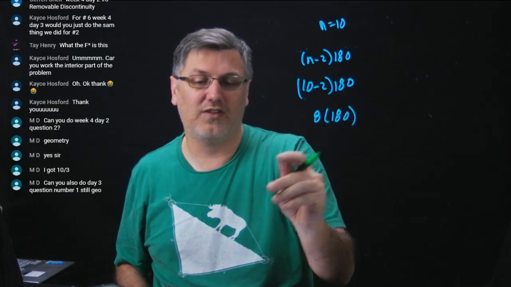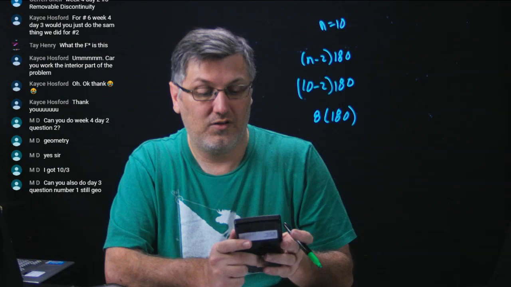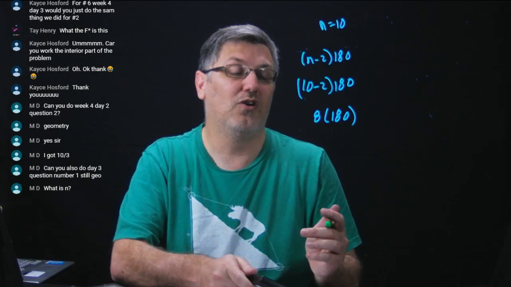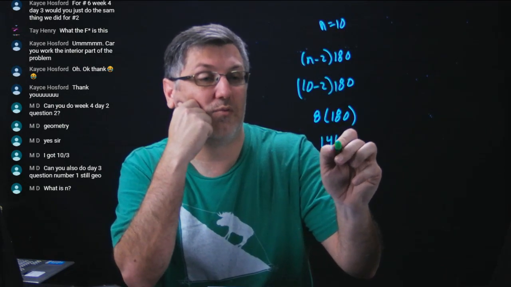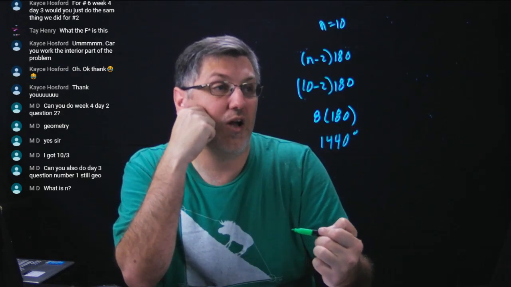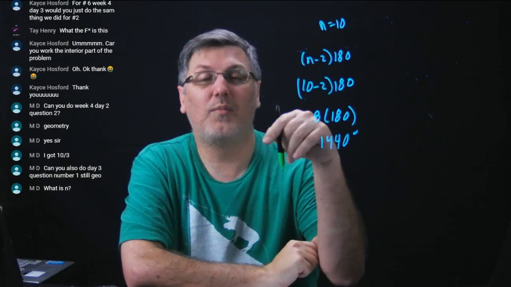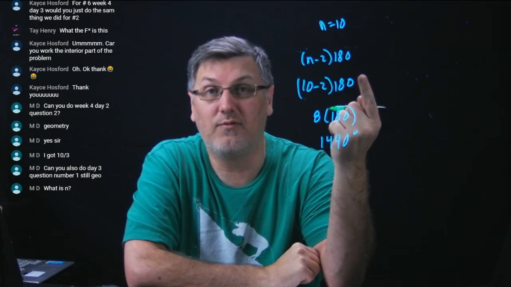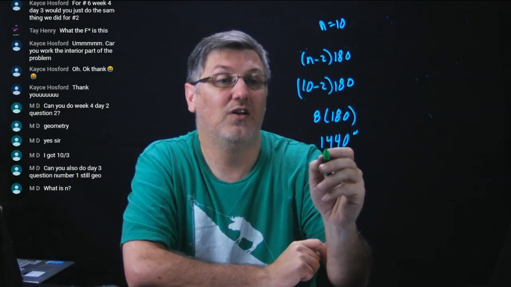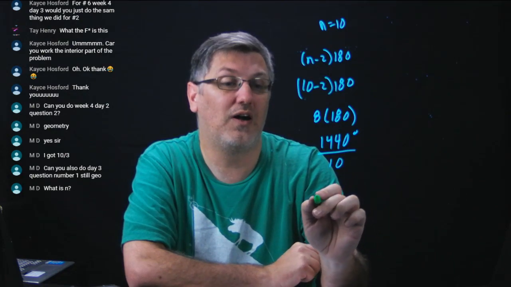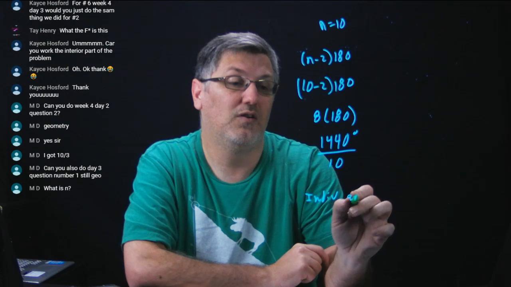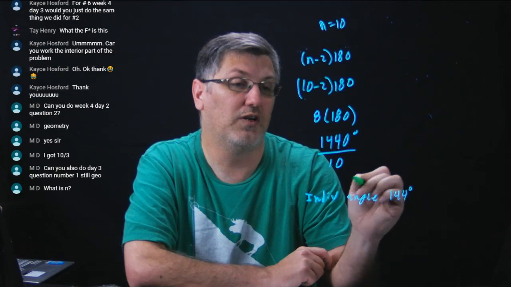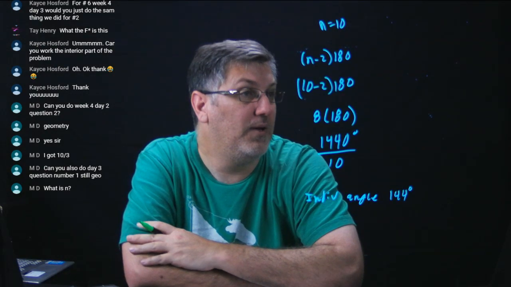That should be 960, but let me double check. 8 times 180. Not even close, 1440. I'm glad I double checked. So for a 10-sided figure, a decagon, the sum of my interior angles is 1,440 degrees. Now I'm going to divide it by the number of angles, which is the same as the number of sides, 10. So I divide this by 10, and the individual angle of a decagon is going to be 144 degrees. Easy enough.